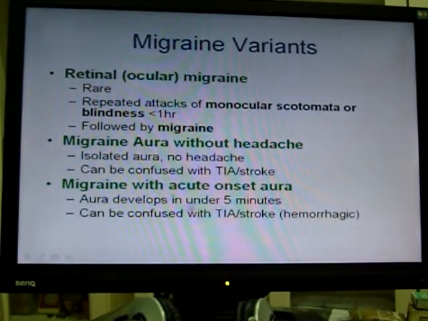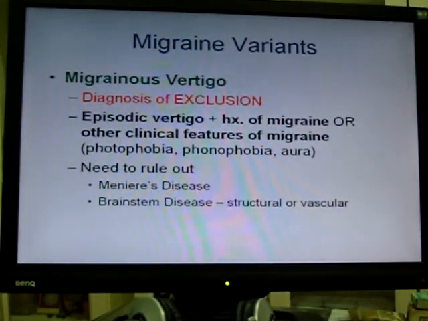Migraine with acute onset aura is when your aura develops in under 5 minutes. Again, it can be confused with TIA or stroke, particularly a hemorrhagic stroke, because there's pain after the acute onset aura. So let's say that he gets acute onset aura of sudden weakness followed by headache, and the patient isn't able to tell you which one really came first because it all came so close together, then you might think it's a hemorrhagic stroke. Maybe you might even think it's SAH if his consciousness is depressed.